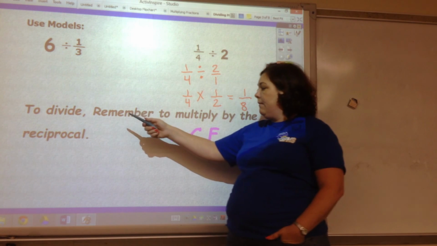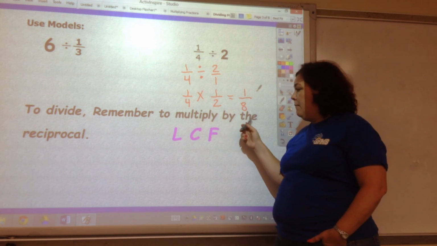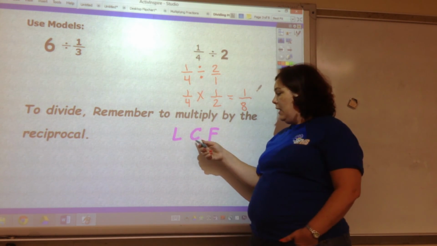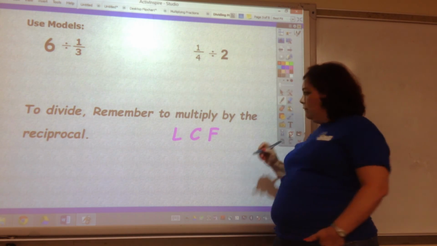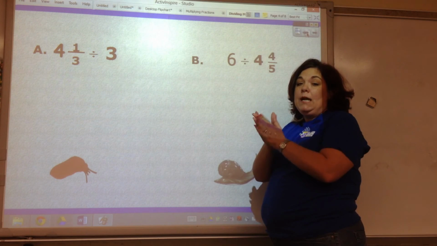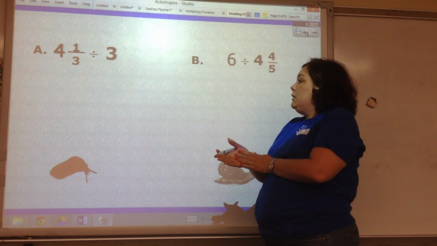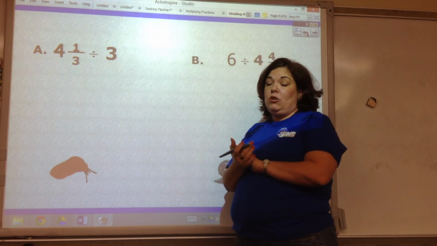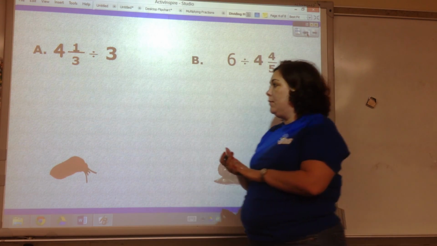So remember to divide, you multiply by the reciprocal. Leave, change, flip. Just look at the numbers. So just to get practice and make sure that we can do these problems with just numbers.